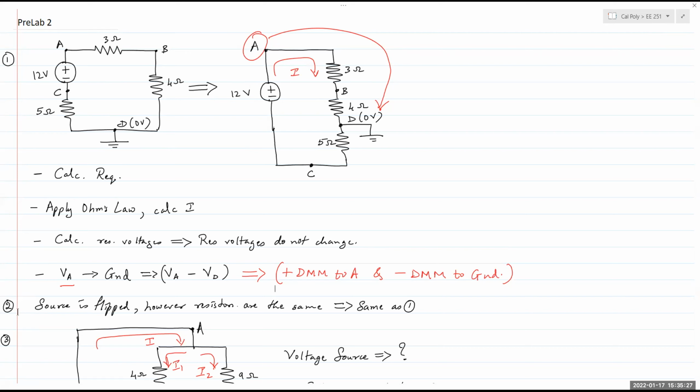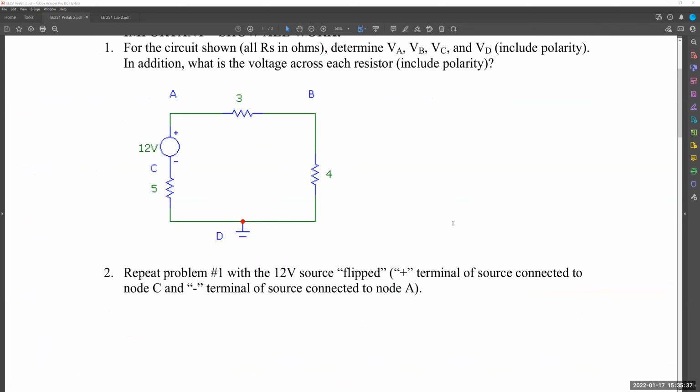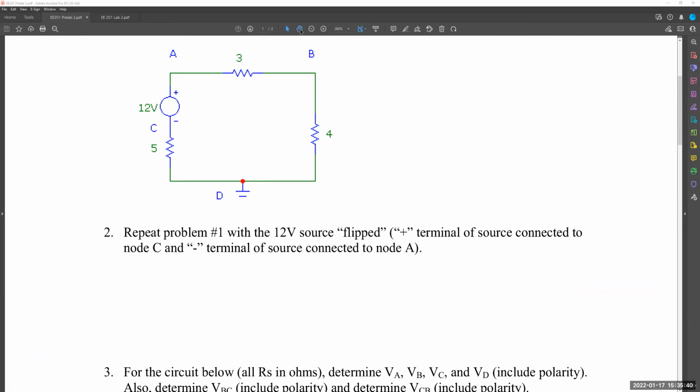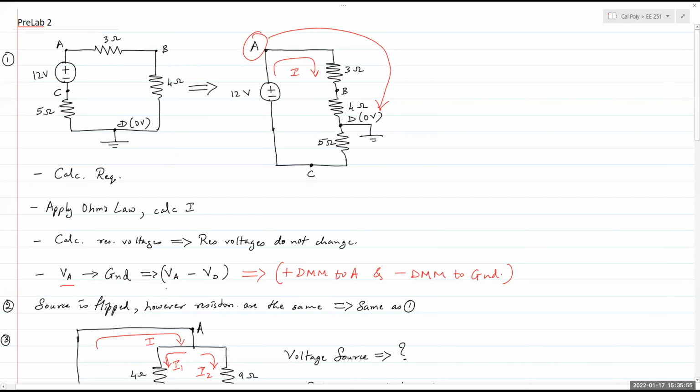Now, problem number 2 asks you to solve the same circuit, but the 12-volt source is now flipped. Nothing else has changed. Ground is still the same, connected to node D. You have 3 resistors in the circuit. And so going back to the point that I made earlier, it doesn't matter where ground is, you calculate the resistor voltages, and then you calculate the node voltages from that.